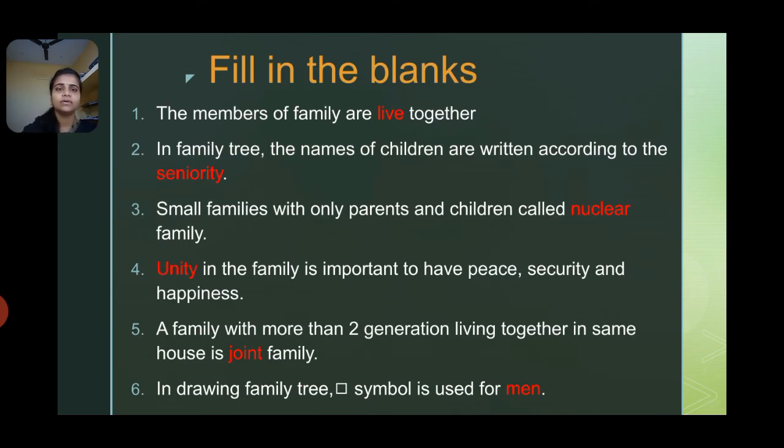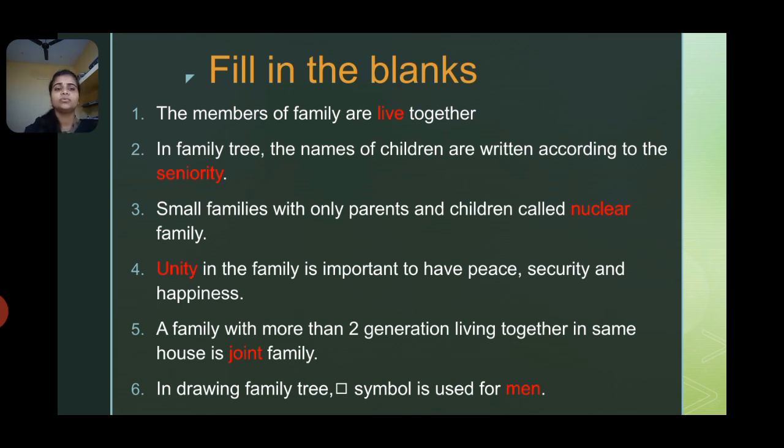The members of family are dash together. The members of family live together. In family tree, the names of children are written according to the dash. In family tree, the names of children are written according to the seniority.